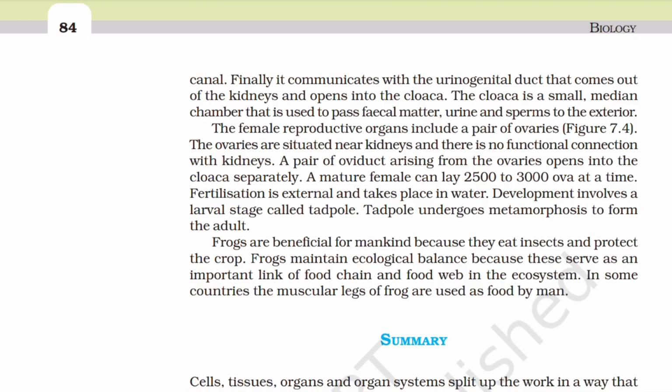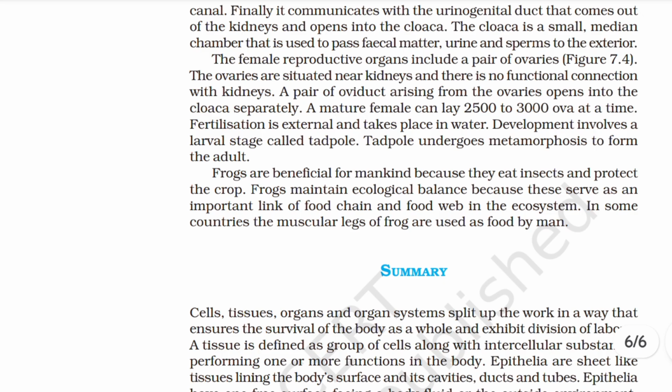Frogs are beneficial for mankind because they eat insects and protect the crops. Frogs maintain ecological balance because these serve as an important link of food chain and food web in the ecosystem. In some countries, the muscular legs of frog are used as food by man.